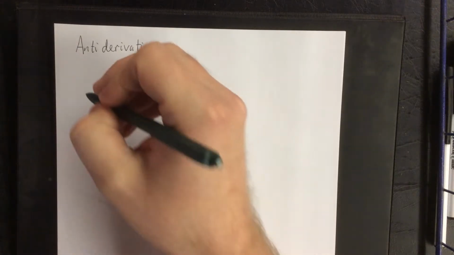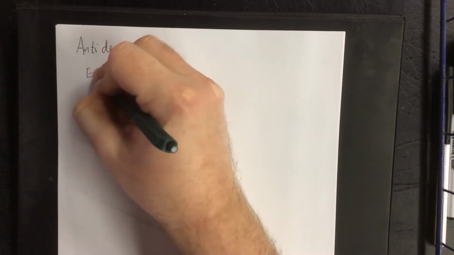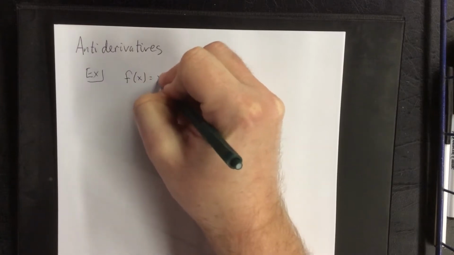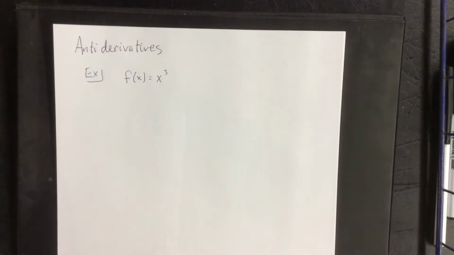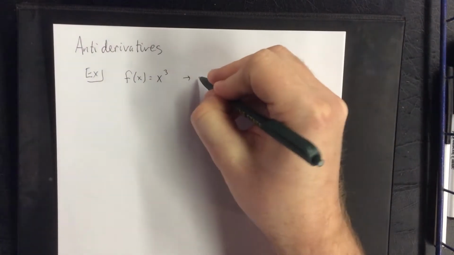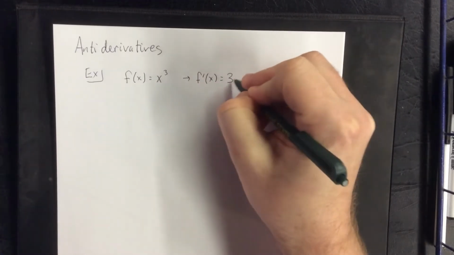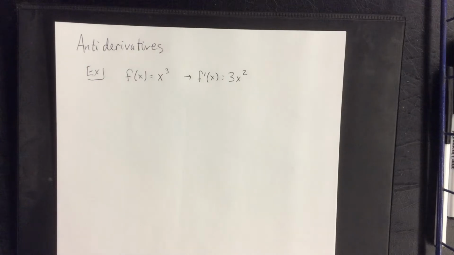Alright, the subject of this video is going to be antiderivatives. So consider, if you will, the following function. f of x is equal to x cubed. I ask you to differentiate this function, hopefully a fairly straightforward task by this point in the semester. Applying the power rule would give us 3 times x squared.